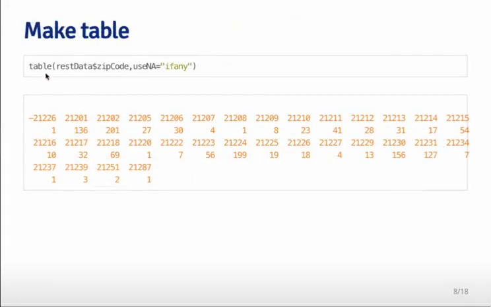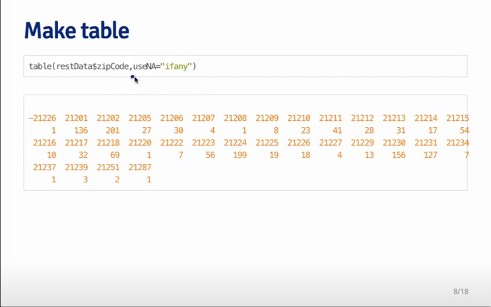You can also make tables. Another way to look at the data is to look at specific variables and make a table. In this case, we're making a zip code table, and we can see that only one zip code is coded as a negative value. You can also see where the bulk of the zip code values are. For example, 21201 has a lot of values. So does 21202 and 21224 and so forth.